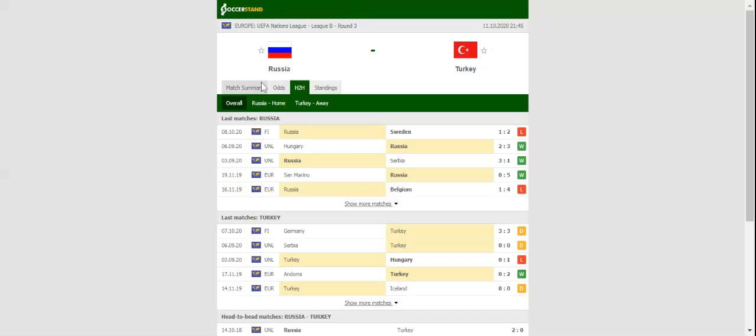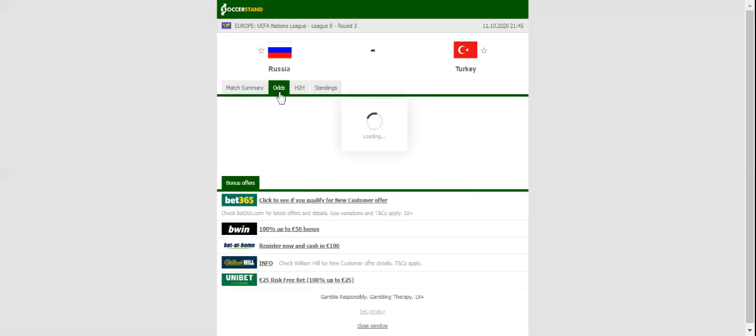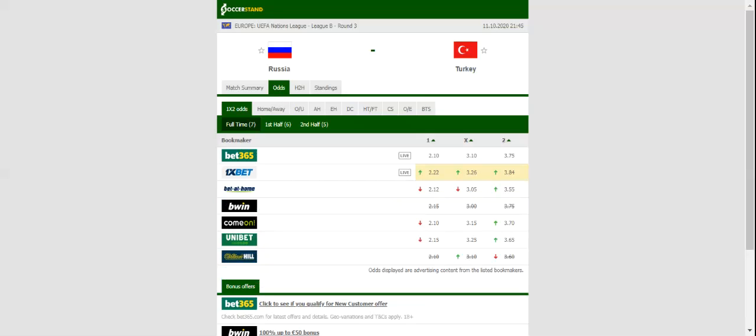The Turks, on the other hand, continue to struggle in front of goal. Senol Gunes' men are on a 4-game goalless run in all competitions, and given Russia's form at the start of the process, we believe that punters can find value in betting on the home team.